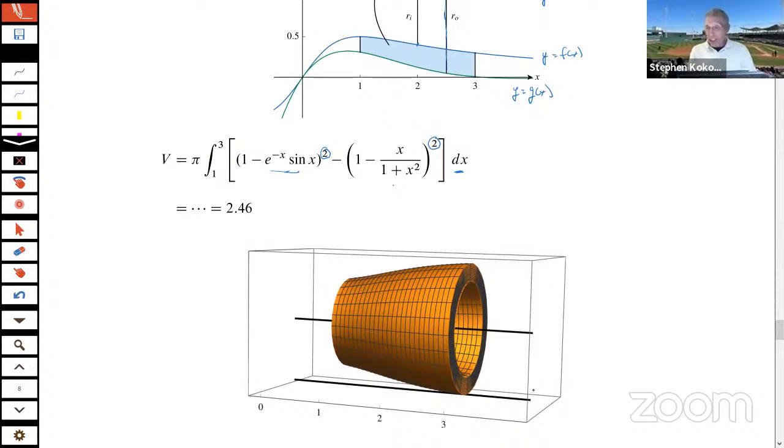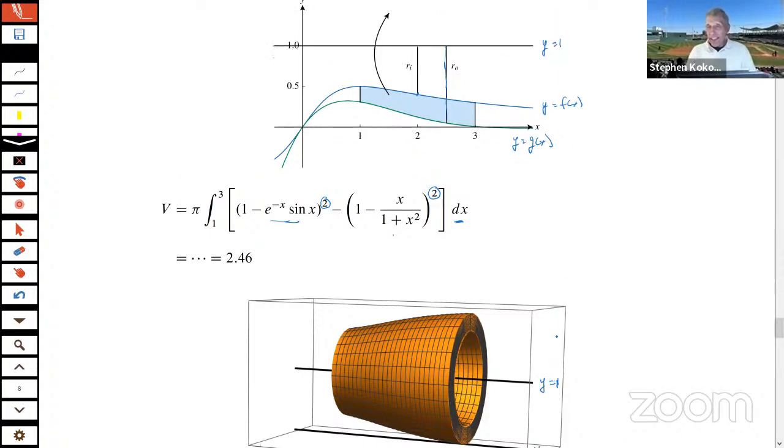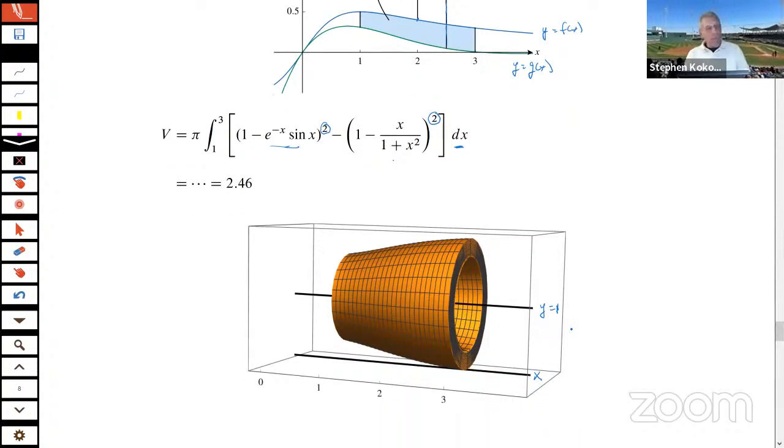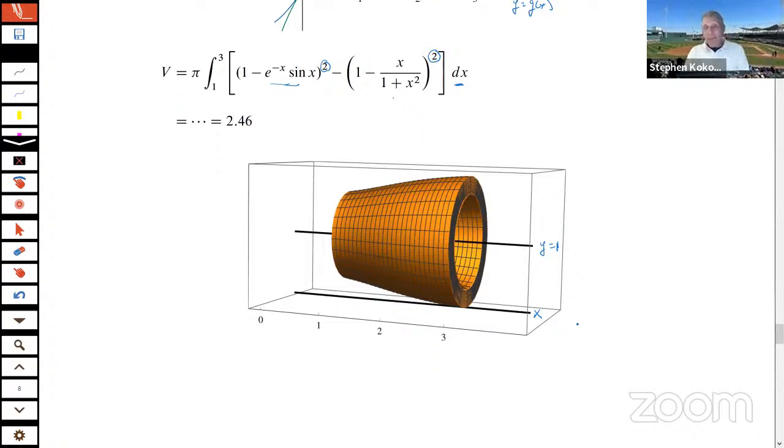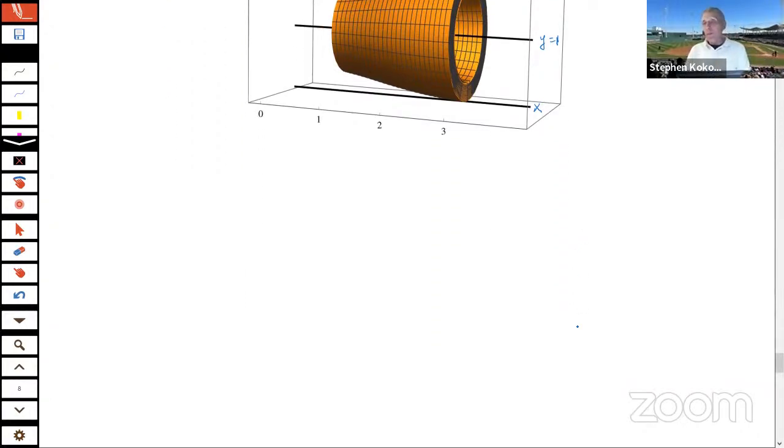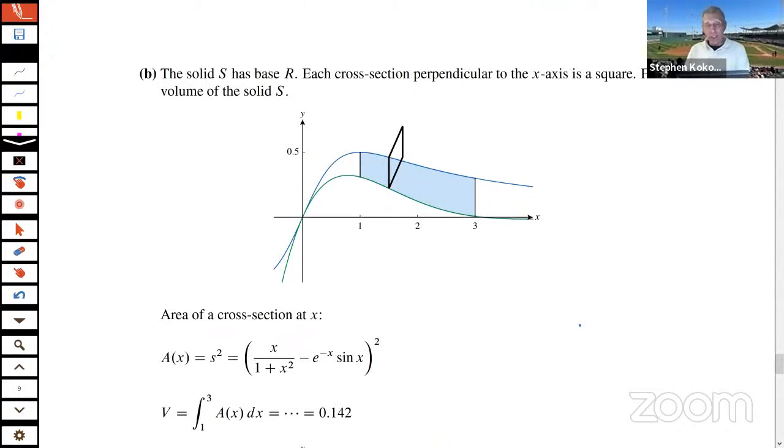So this is actually down here, the x-axis, and this is the line y equal 1. And that's about what that solid looks like. That's not bad. I like that. And let me take a look at one more and we'll leave a problem open, Curtis. So we'll be in good shape here.